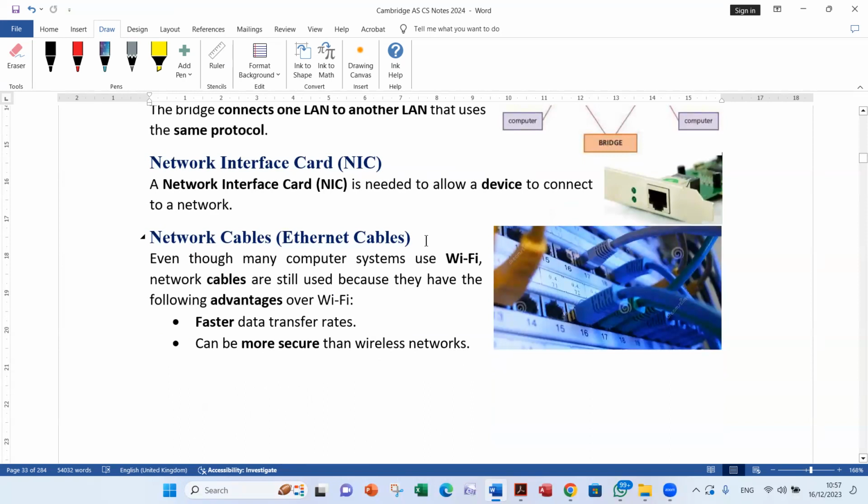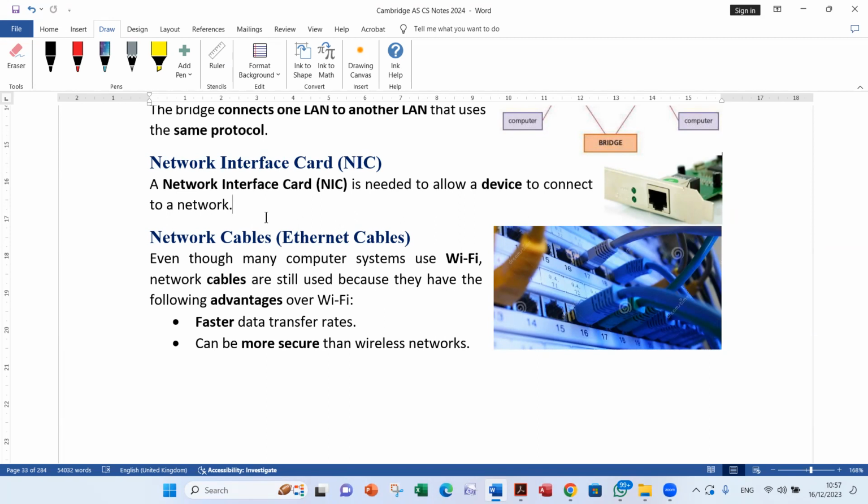Okay, network interface card. In every computer, you need a network interface card. That network interface card will have a socket to connect the cable to. We are talking now about a wired network with twisted pair cables. Okay, a network interface card is needed to allow a device to connect to a network. Okay, every network interface card will have its own MAC address.